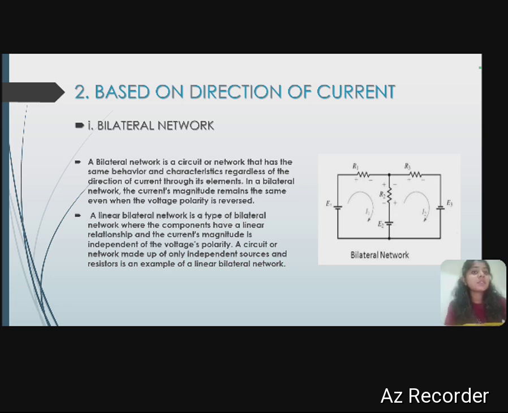Then the second, based on the direction of the current, we divide it as a bilateral network. A bilateral network is a circuit or a network that has the same behavior and characteristic regardless of the direction of the current through its elements. In bilateral networks, the current magnitude remains the same even when the voltage polarity is reversed. In the figure, the bilateral network is given, where the circuit or network is made of only independent sources and resistors. For example, a linear bilateral network.